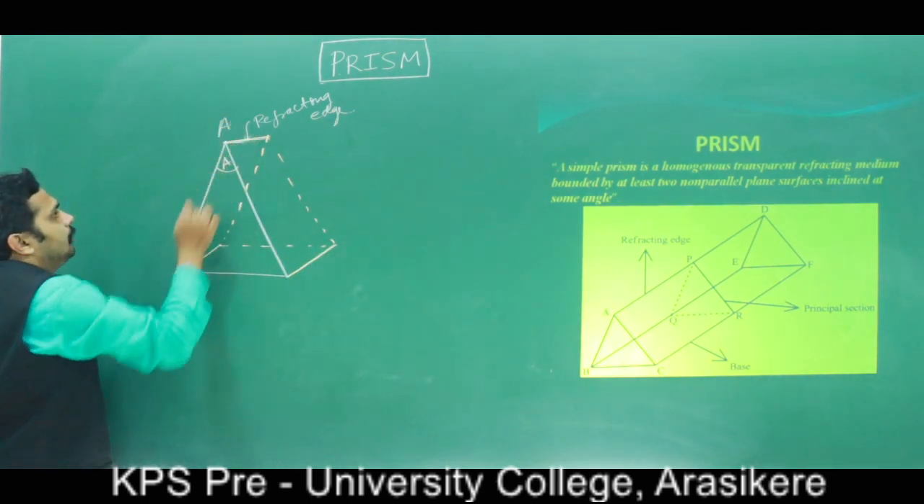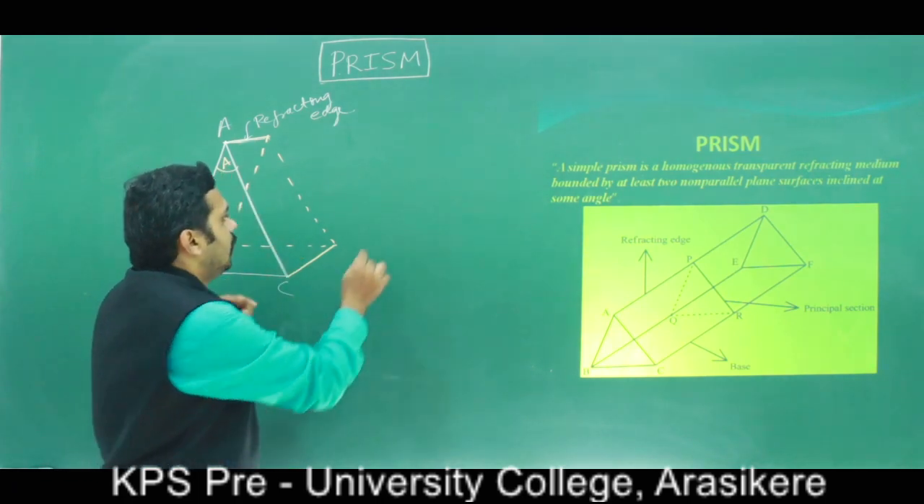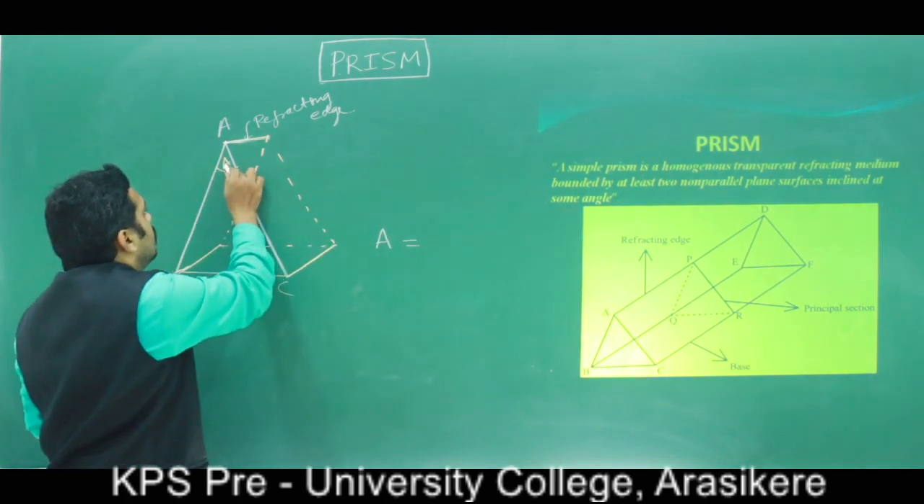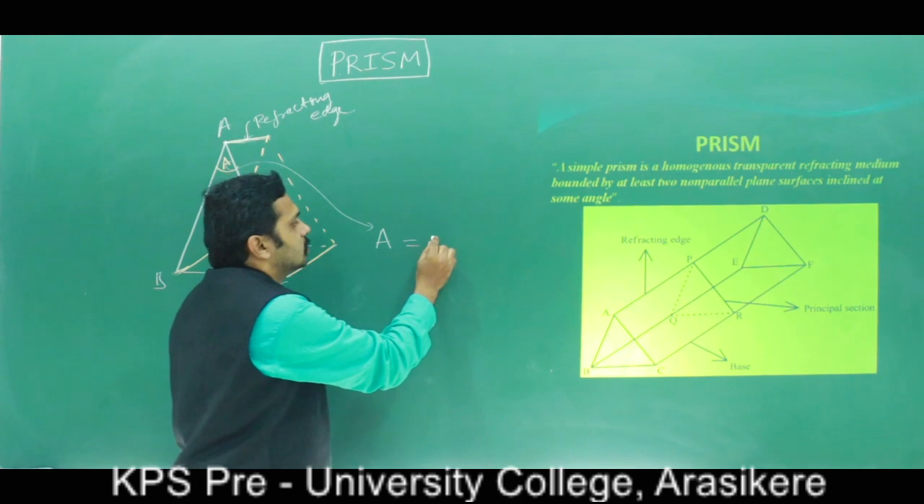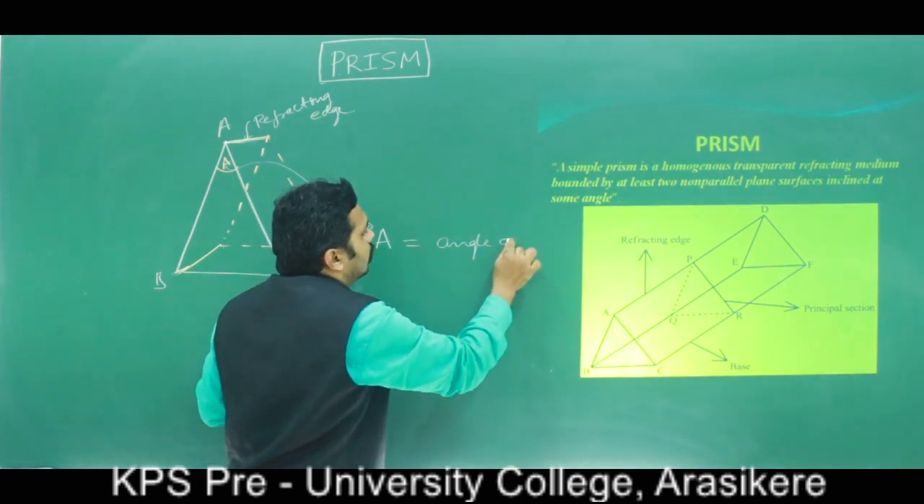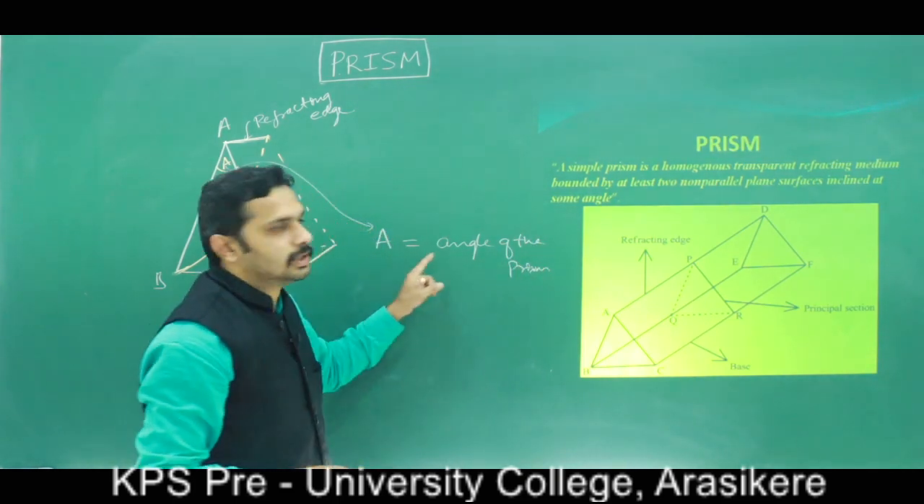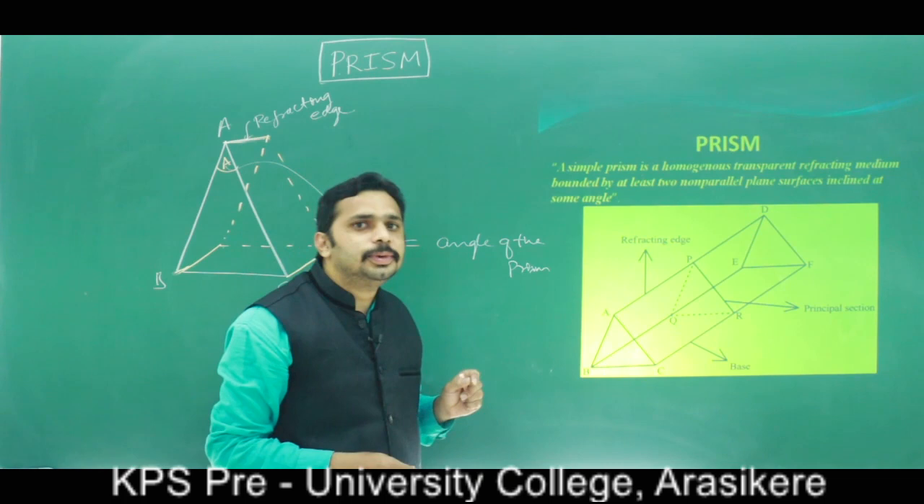Now this is A, B, C. For every prism, A is there. What is A? A is the angle. A is called the angle of the prism, also called the refracting angle of the prism.